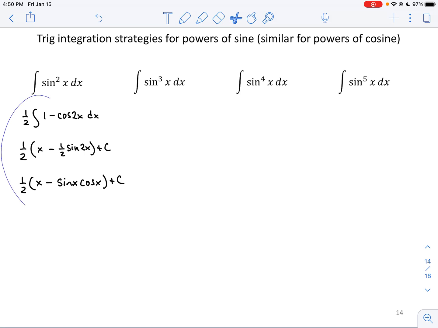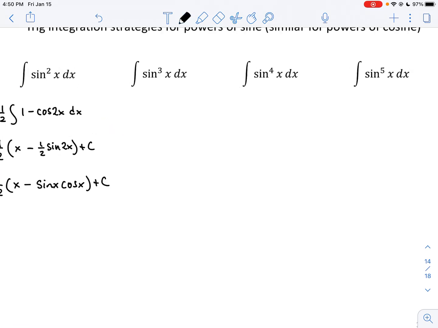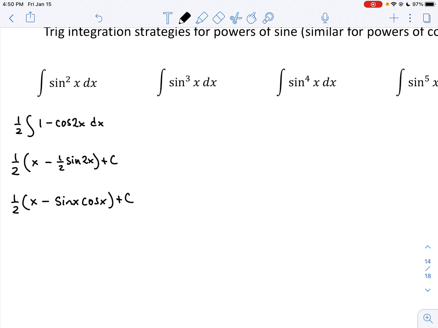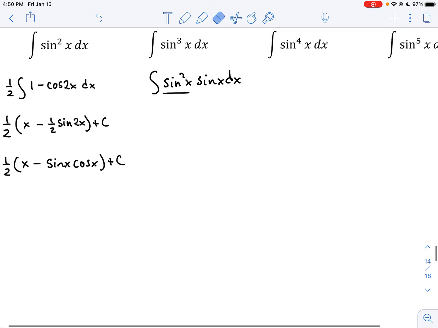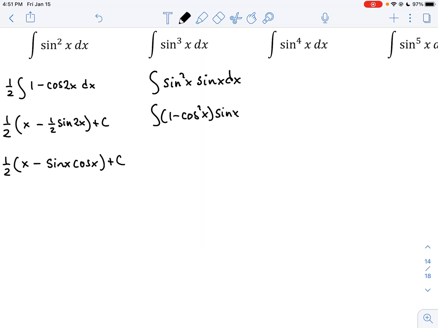To do sine cubed, I didn't really give myself a ton of space here. The strategy will be to split off a sine, something like this. And I won't finish this problem, I just want to show you the basic strategy. And then this sine squared, we're going to use the Pythagorean identity to help us with that. So you can rewrite that as 1 minus cosine squared. And then a u substitution on cosine will help get us out of the woods, because the du will take care of that sine x dx. This is called saving a sine and then letting u be cosine.